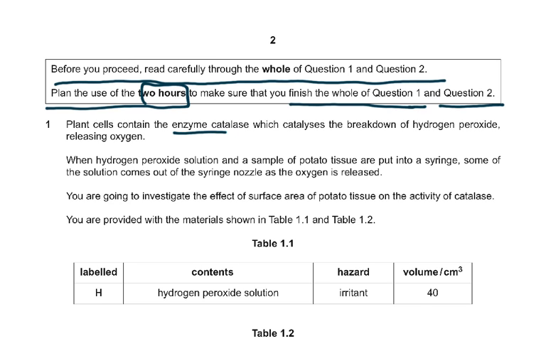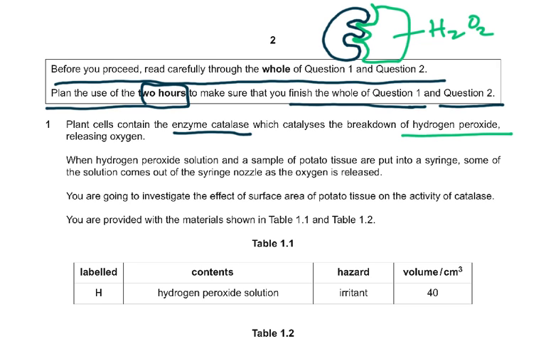Plant cells contain the enzyme catalase. So the enzyme is catalase. It is found in plant cells. Now, what is the substrate that we are going to use? The substrate that we are going to use is hydrogen peroxide, H2O2. So the enzyme catalase breaks down hydrogen peroxide and releases oxygen. So hydrogen peroxide is the substrate. Now think of the theory behind it. So this is the substrate.